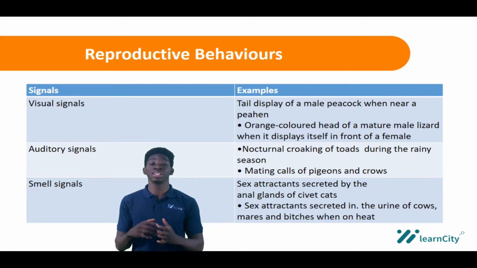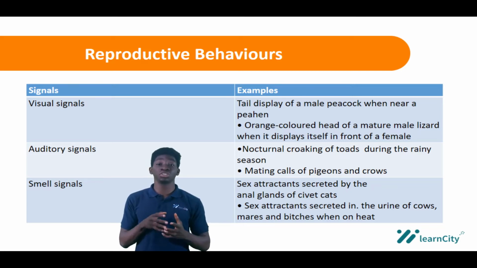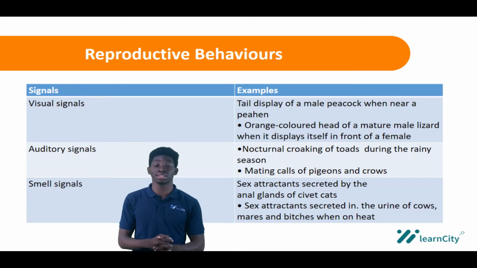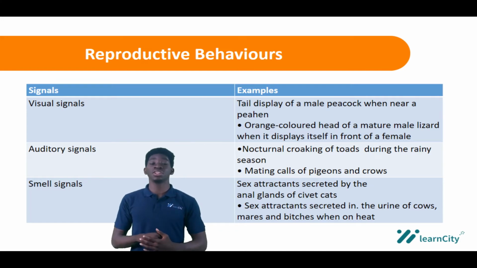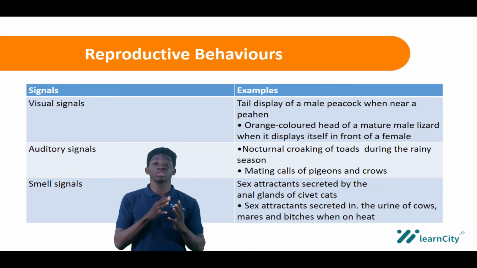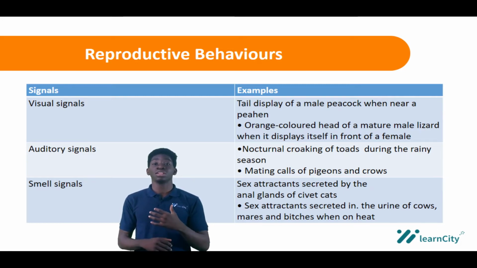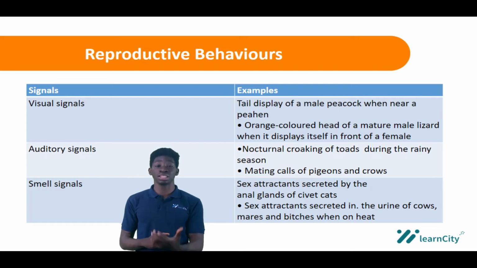Let's talk about auditory signals. Examples of auditory signals include the nocturnal croaking of toads during the rainy season. When toads croak at night during the rainy season, it's an auditory signal indicating willingness to mate, or courtship behavior. Then the mating calls of pigeons and crows are also auditory signals. Those are signals that involve sound, and they indicate courtship.